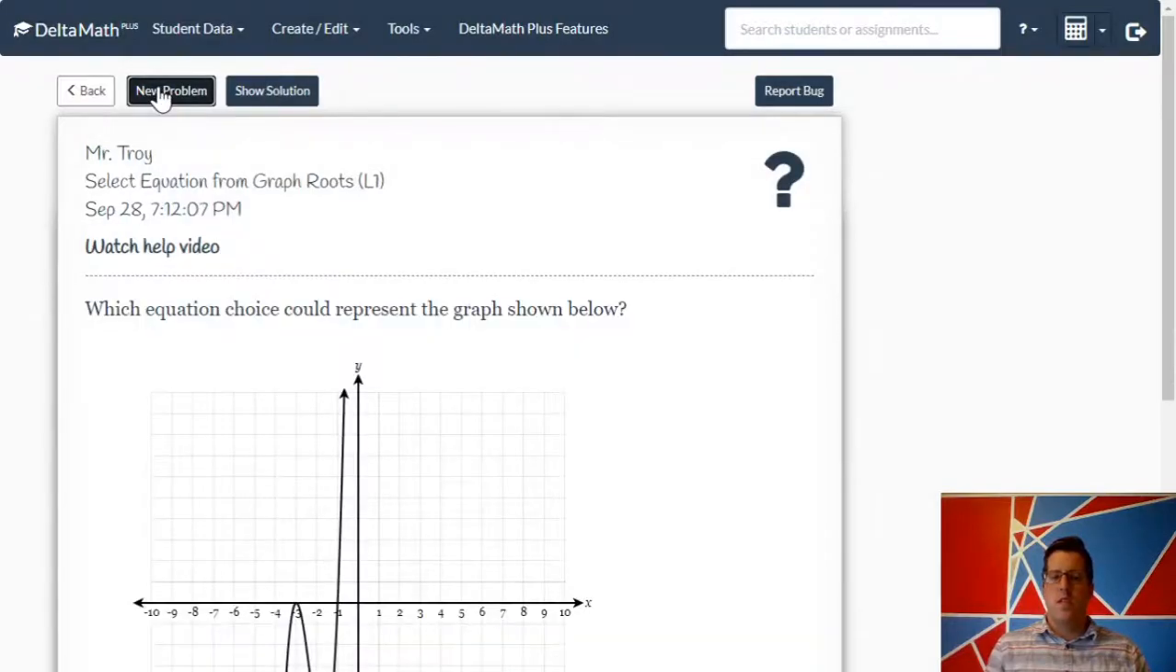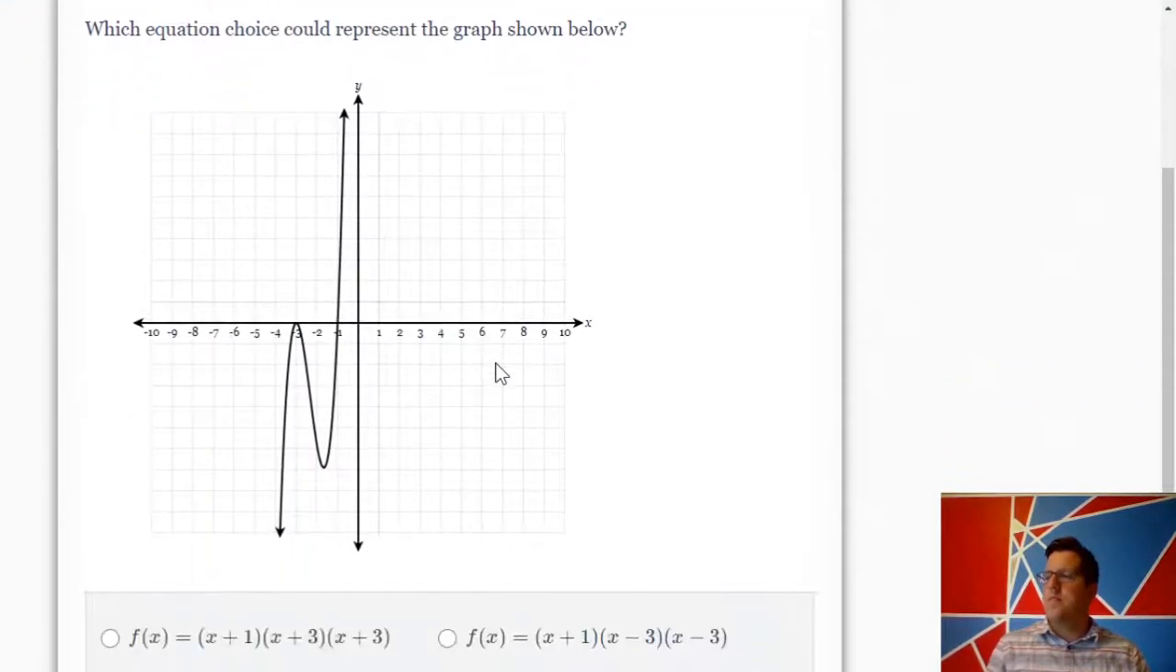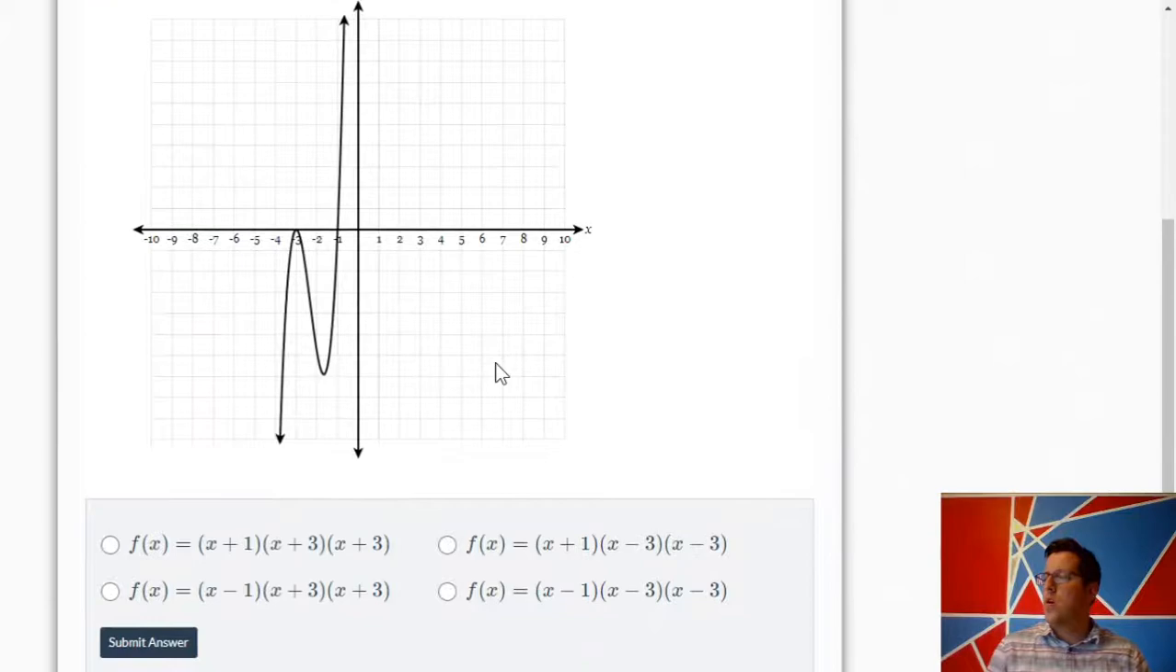Okay, let's see if we can't get a harder one. Ooh, nice. Okay, so which equation could represent the graph below? Let's see. It's got to have a repeated factor because it's bouncing. Oh, well, these all have repeated factors. How nice is that? All of the signs have to be the same since everything's on the left side, so they all have to be x pluses. So I want an x plus 1 times an x plus 3 times an x plus 3.